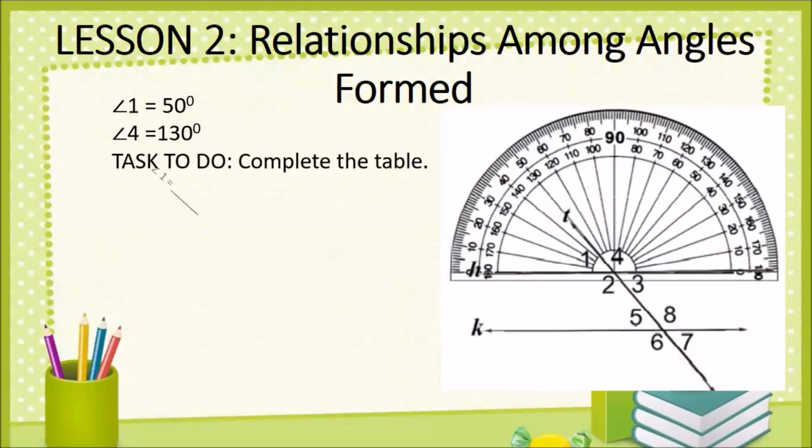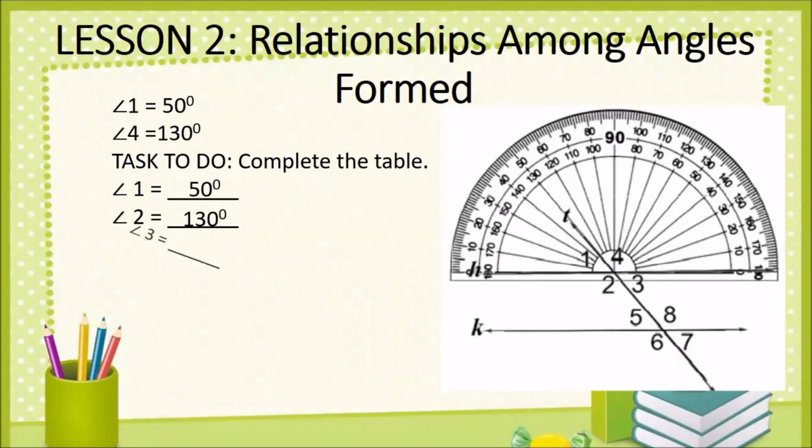thus complete the table. Angle 1, ano ang measure ng angle 1? 50 degrees. Ano si angle 2? Observe natin, pag binaligtad at inano natin using the protractor, yun din. Angle 1 and angle 2 are supplementary. So kung si angle 1 ay 50 degrees, 180 minus angle 1. So that is 180 minus 50. It is equal to 130 degrees.